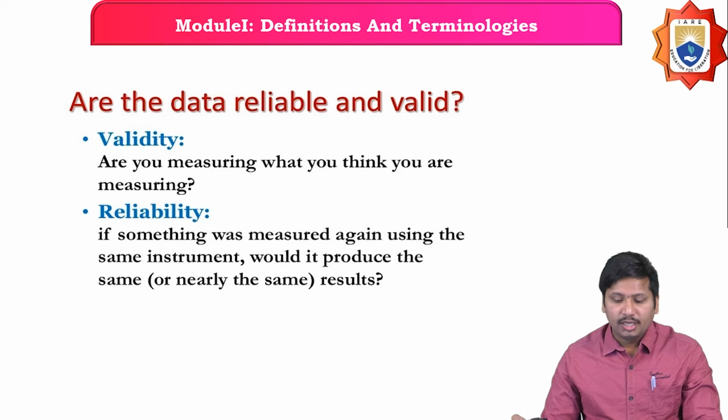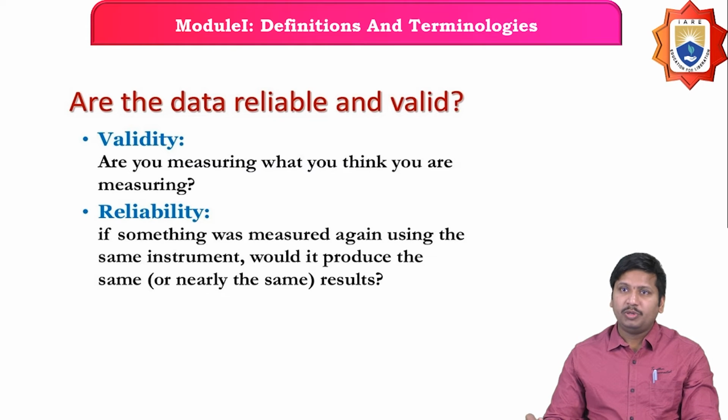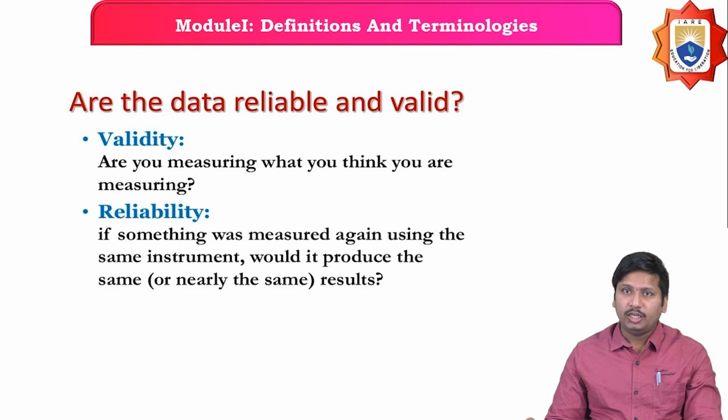So the next question is, are the data reliable and valid? Validity means, are you measuring what you think you are measuring? And reliability means, if something was measured again with the same instrument, would it produce the same results? That is the difference between reliability and validity.